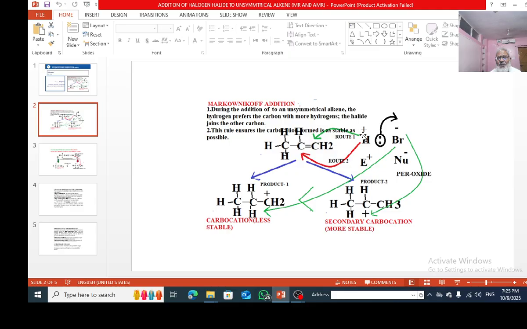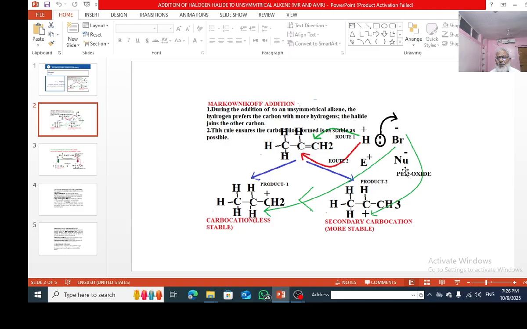The species having the positive charge are known as electrophiles because they are positively charged. That's why we denote E superscript plus. These are the electron loving species. It means they are themselves positively charged. On the other hand, nucleophile, this bromide ion is the nucleophile, nucleus loving. This means nucleophile will have a negative charge.